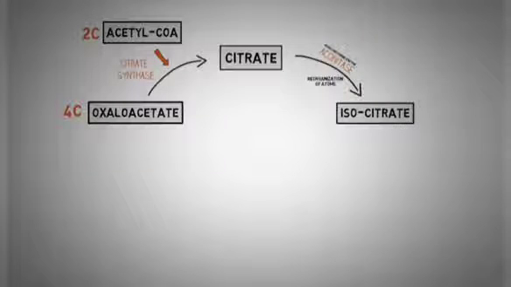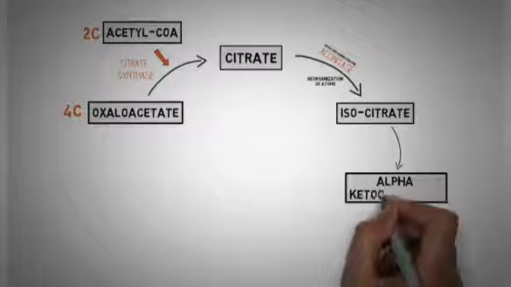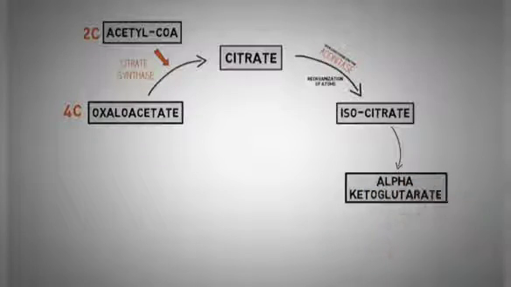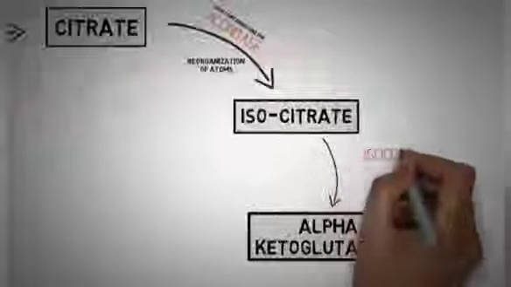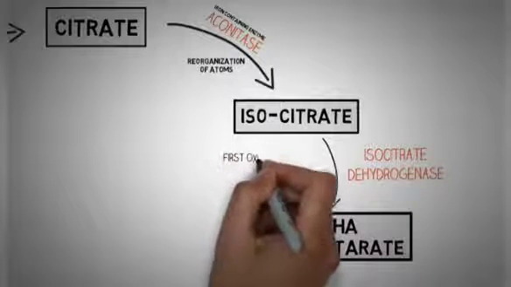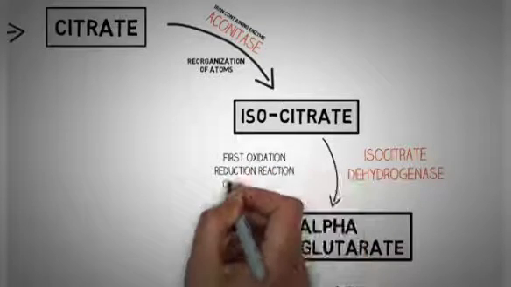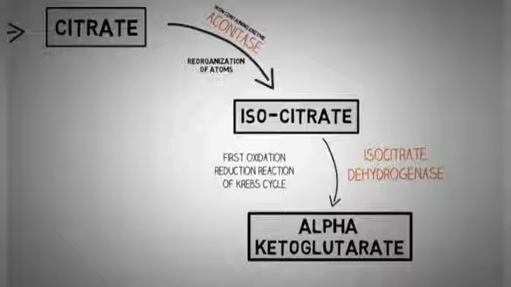Moving on to the next step in the Krebs cycle. In the next step, the isocitrate is converted into alpha-ketoglutarate by the enzyme isocitrate dehydrogenase. Now we come to the first of the 4 oxidation reduction reactions in the citric acid cycle. These oxidation reduction reactions are the ones which produce energy in the Krebs cycle. And all of these 4 reactions use enzymes which are known as dehydrogenases.